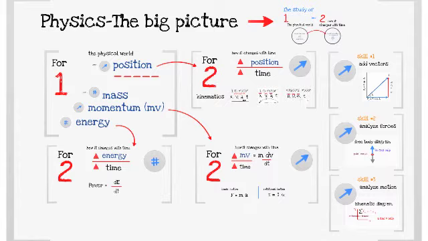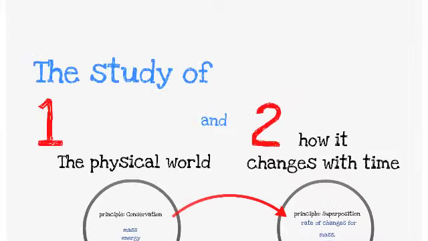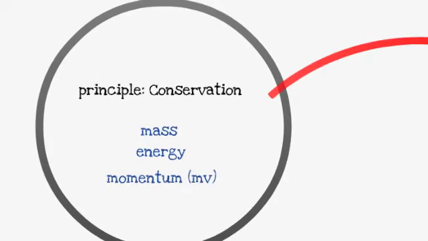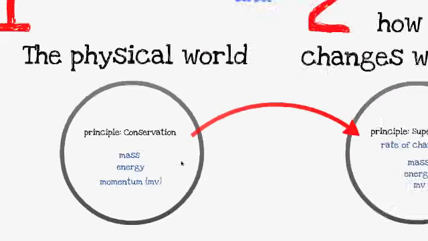So in my mind, physics is really the study of the physical world and how it changes with time. And in that study, there are essentially two really big ideas that are occurring over and over. The first is that mass, energy, and momentum are conserved in the physical world. These things just don't sort of pop up and then go away.